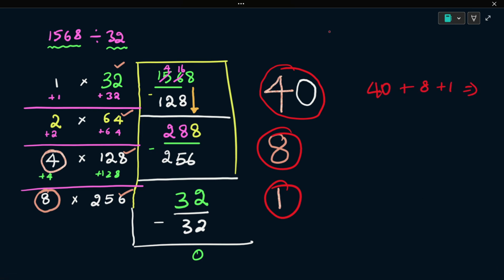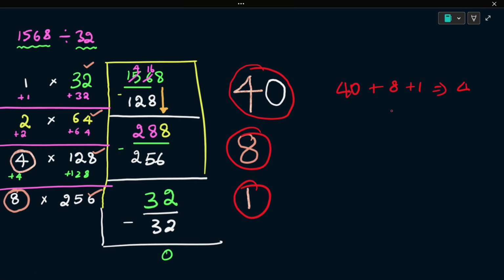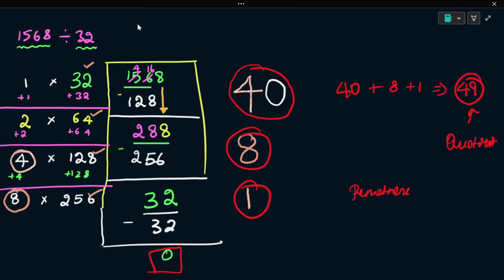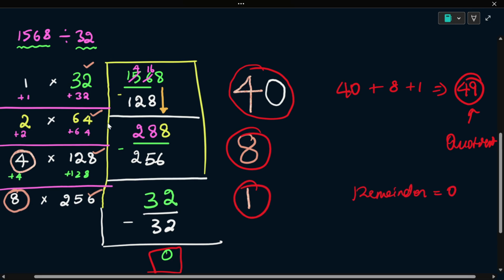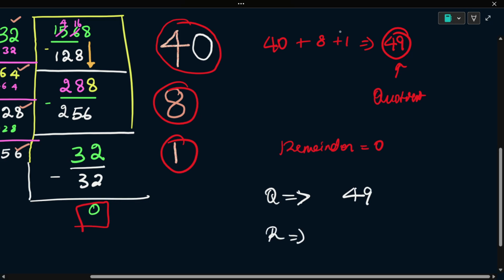You need to add the numbers which you got here. So 40 plus 8 is 48. 48 plus 1 is 49. So what is the quotient? What you add will be the quotient. And what is the remainder? The one which you got at the end is the remainder. So remainder is 0. Okay, so quotient is 49, whereas the remainder is 0.